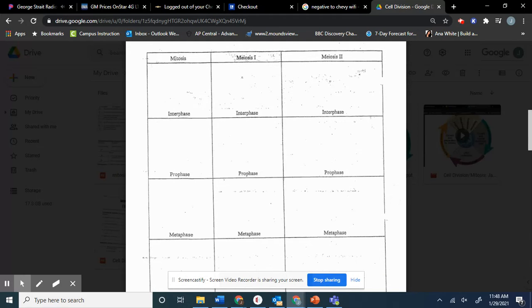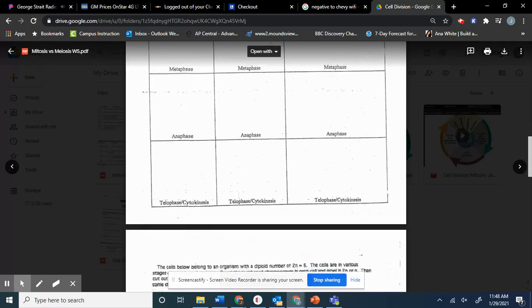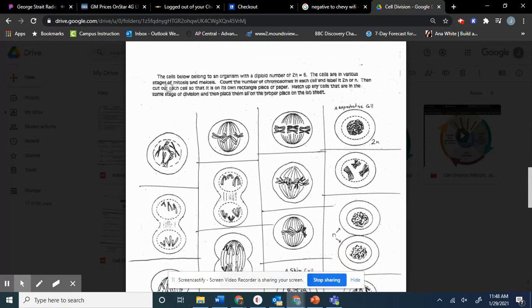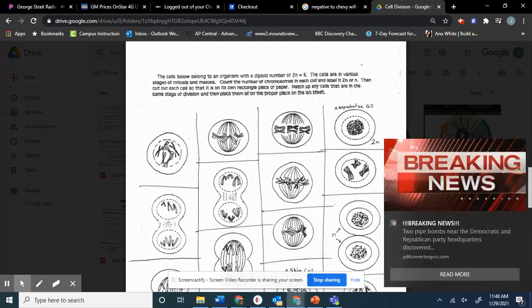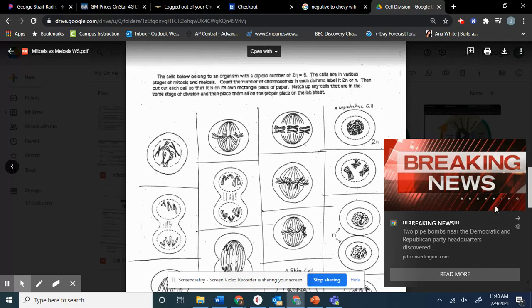So as we read through, it says the cells below belong to an organism with a diploid number of 2n equals 6. So if I have a diploid number of 2n equals 6, what does that mean in a haploid number? It means 3, right? Because you've got 2n versus n. You're going to have 3 pairs. In this case, we have just 3. There's no pairs whatsoever, okay?